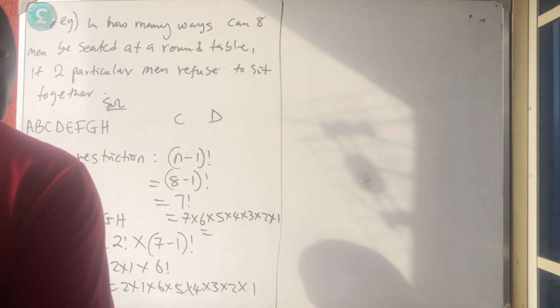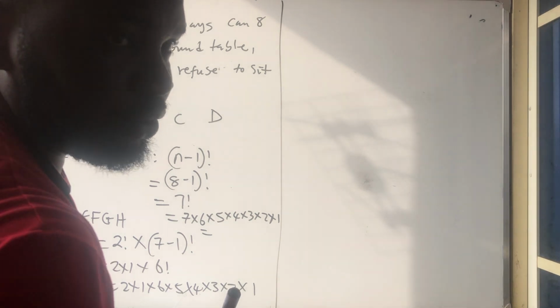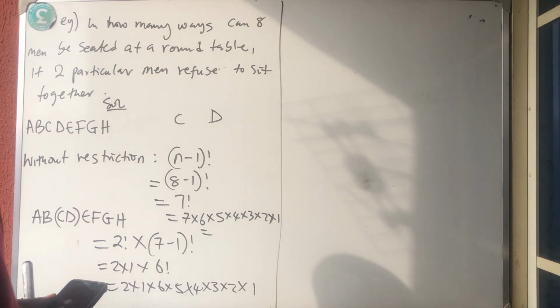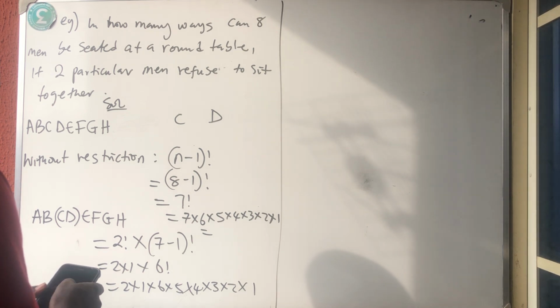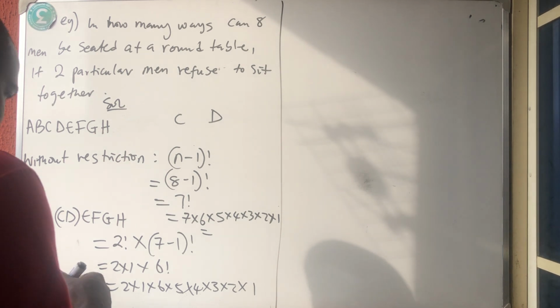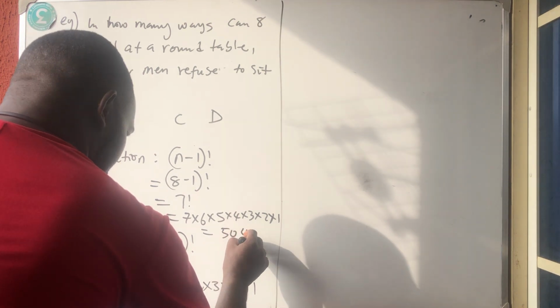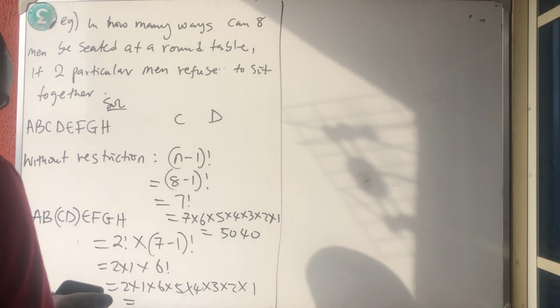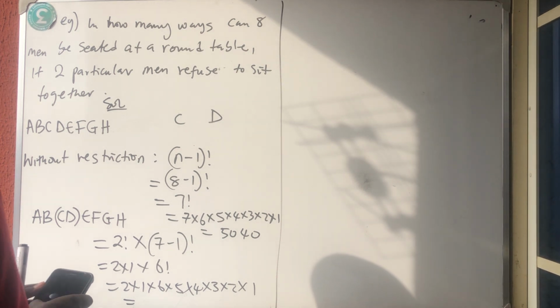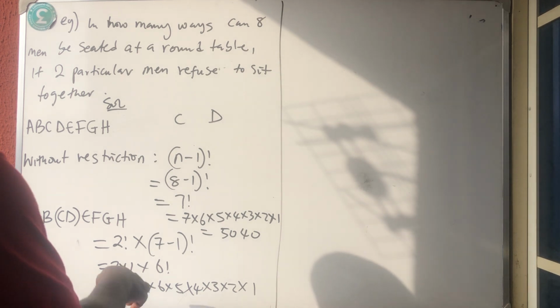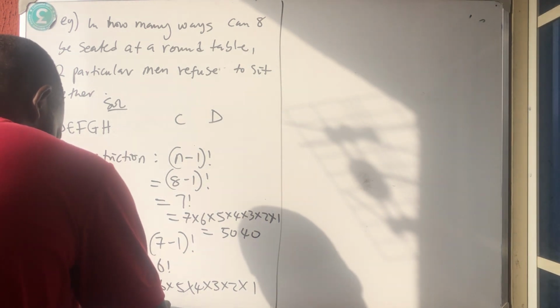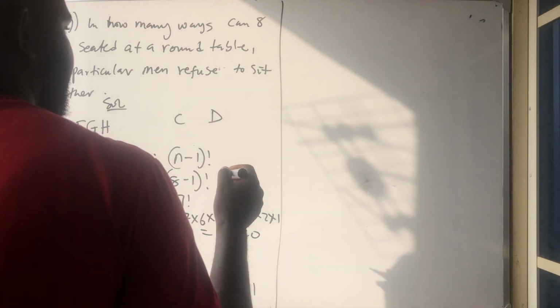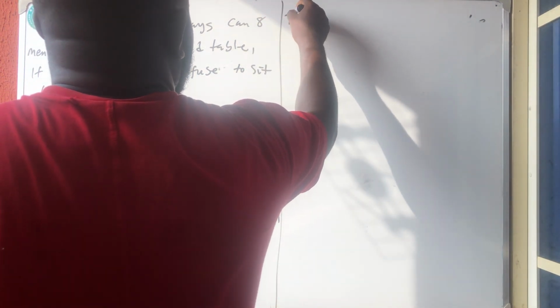Are you getting it? The 2 men refusing to stay together. So let's get the answer now. 7 times 6 times 5 times 4 times 3 times 2 is 5,040 ways. And this one, 6 times 5 times 4 times 3 times 2 times 2 again, gives me 1,440.